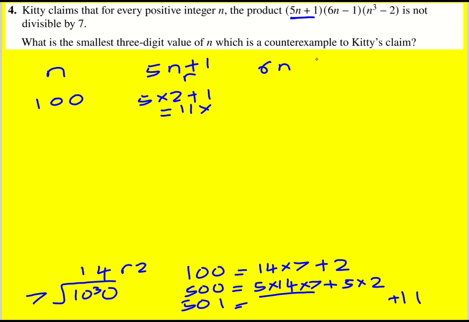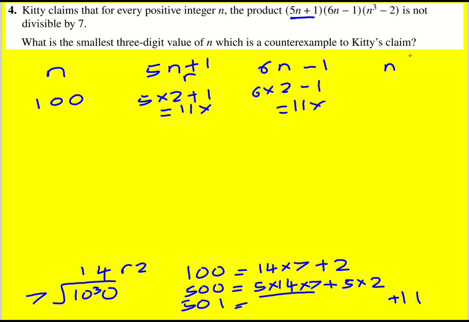Now I can speed things up. So if I have 6n minus 1, I'm going to times my original remainder by 6. That will give me 12. And then I'm just using this idea here again, and then I would minus 1. So it would be 6 times 2 minus 1. I'm going to get 11 again. Okay, that one doesn't work.